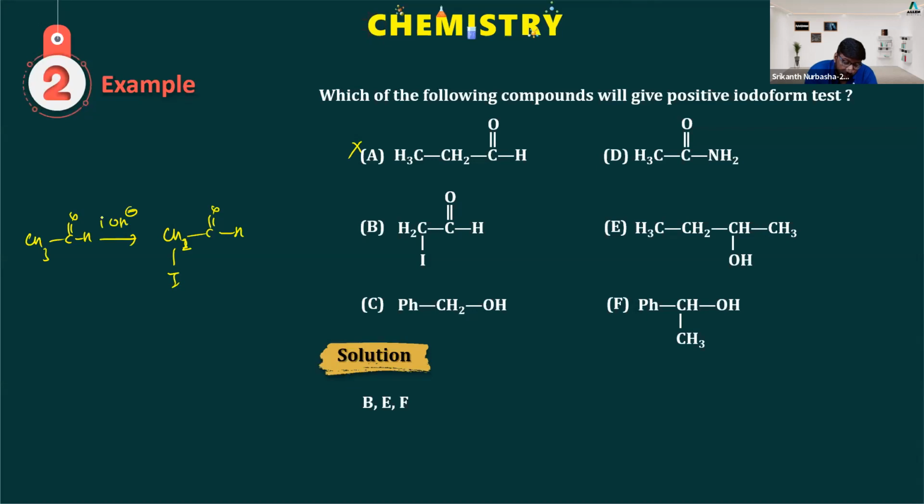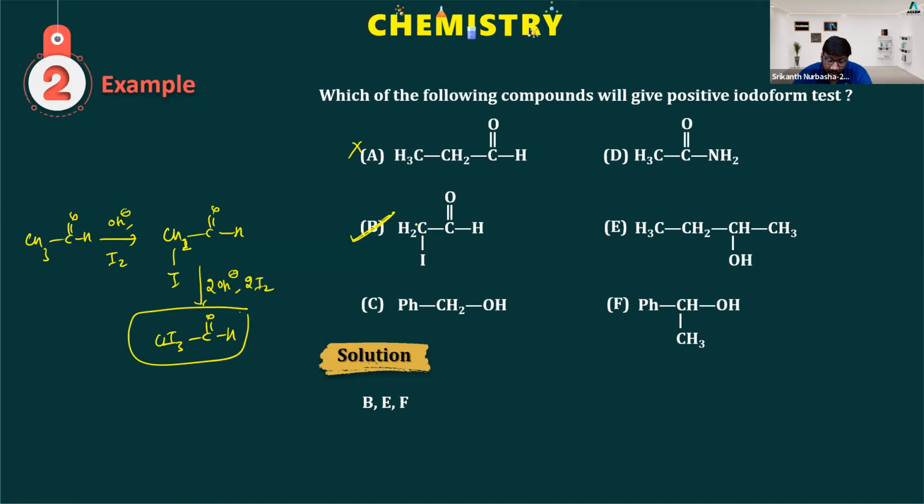If this is obtained from CH3 C=O H, whenever it reacts with one OH minus and one I2, it will form the respective CH2I C=O H. So the remaining two C-H bonds can also be replaced with two more moles, 2OH minus and 2I2, to form CI3 C=O H. So compound B is similar to CH3 C=O H, but one of the intermediates is given. So compound B will give. You should not think like CH3 C=O H is not there. It is actually the CH3 C=O H where one mole has already reacted. So this will also give the positive iodoform test.